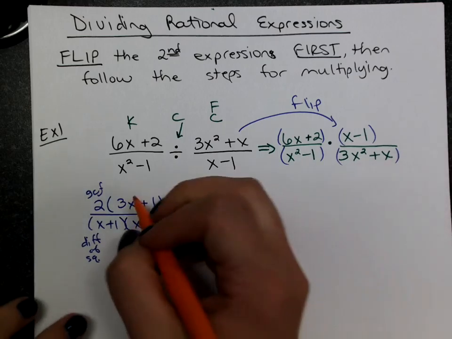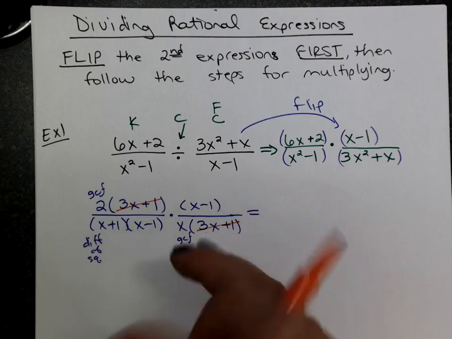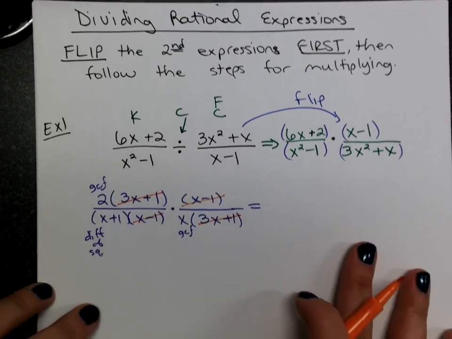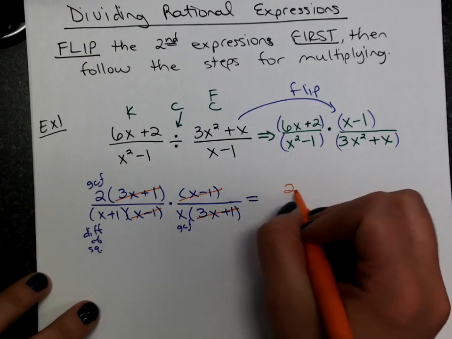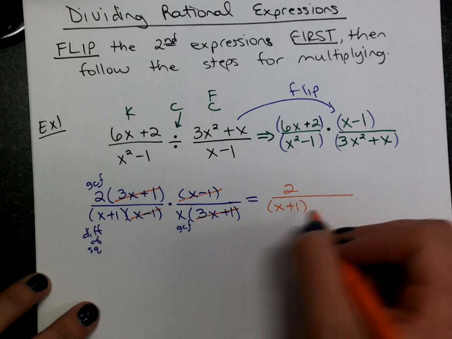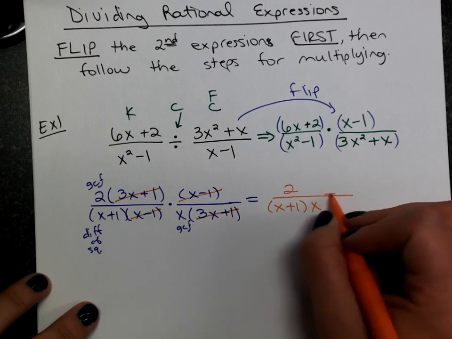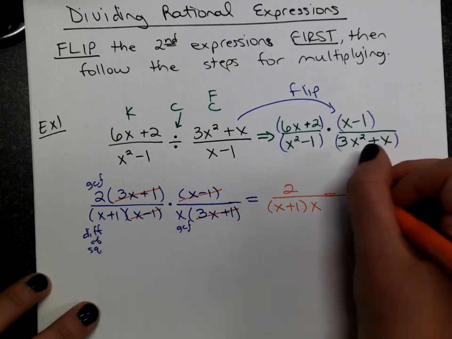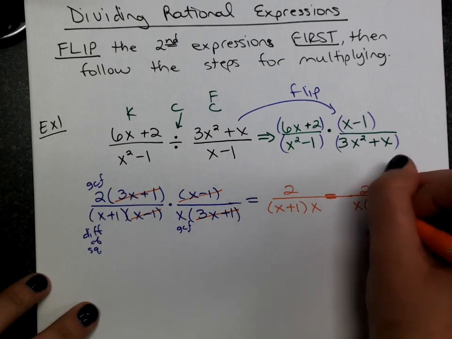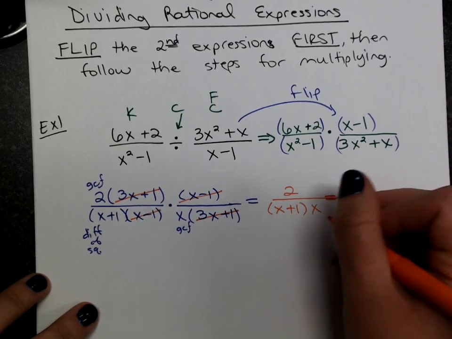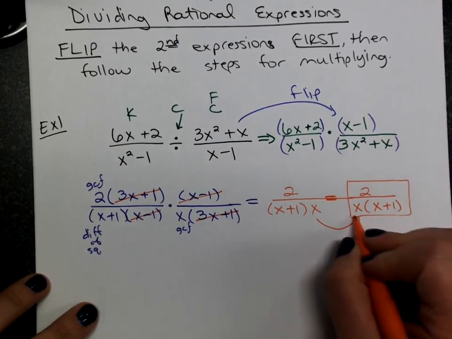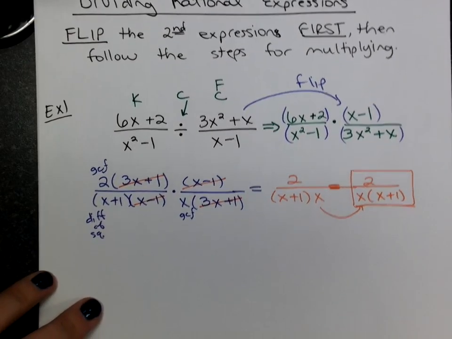Alright, so 3x + 1 and 3x + 1 cancel out. x - 1 and x - 1 cancel out. That leaves a 2 on top, an x + 1 on the bottom, and an x. And the way they prefer that to be written, I'm just going to keep that bar going, is 2. They like the x first, the single term first, and then the x + 1. So just put that x in front as your final answer. That's the mathematically proper way to write that.